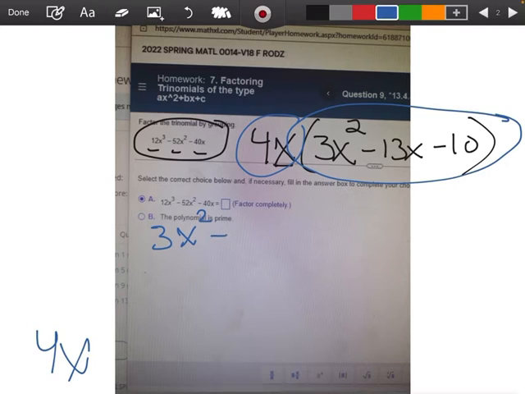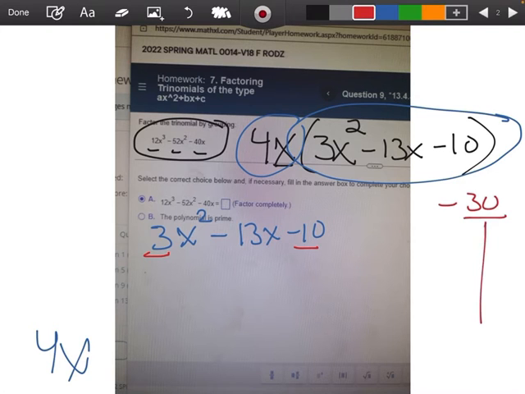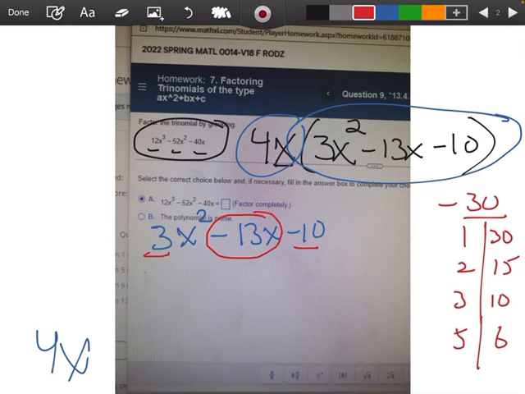So I'm going to say, look, 3x squared minus 13x minus 10. Remember the process: first number times the last number. 3 times negative 10 is a negative 30. And I'm going to make my list: 1 and 30, 2 and 15, 3 and 10, 5 and 6. Those are the numbers that multiply to 30. I want to find the pair of numbers that when I multiply them I get 30, but if I add them, I get a negative 13.